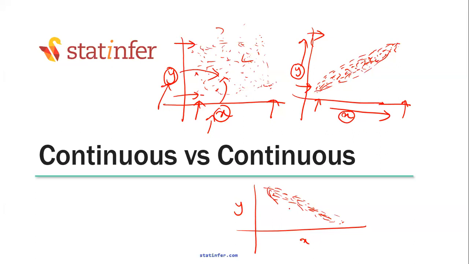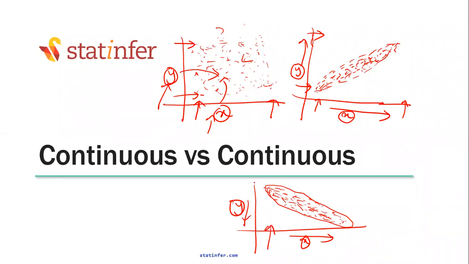What about this one? If it is roughly around this one, is there no relation or some relation? First of all, is there a relation between x and y? Yes, there is a relation between x and y. That's the right answer. X and y are related for sure. But it is an inverse relation. As x increases, y is reducing.